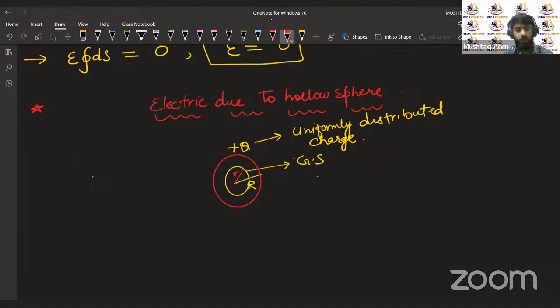It's of radius small r, right? So applying Gauss's law, the integral of E dot ds is equal to the charge enclosed upon epsilon naught. Since this is a hollow sphere, the charge enclosed within the hollow sphere will be equal to 0.